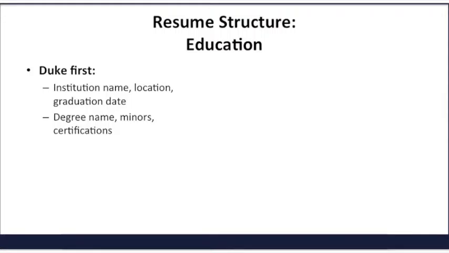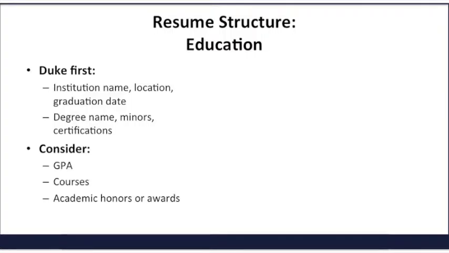Because you are currently a student, your first section under the contact information will be Education. Under your Education section, start by listing Duke University and its location, as well as your anticipated graduation date. Under Duke University, include the full name of your degree and your major, any minors or certificates, and your GPA. If you have questions about your GPA, please visit the Career Center.